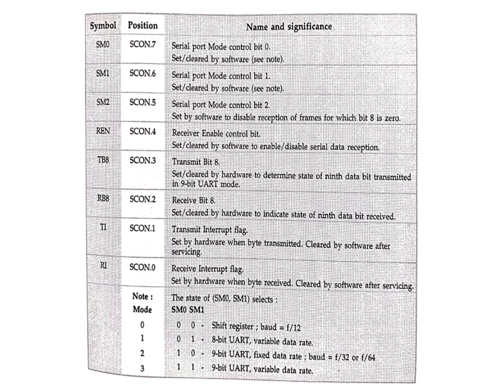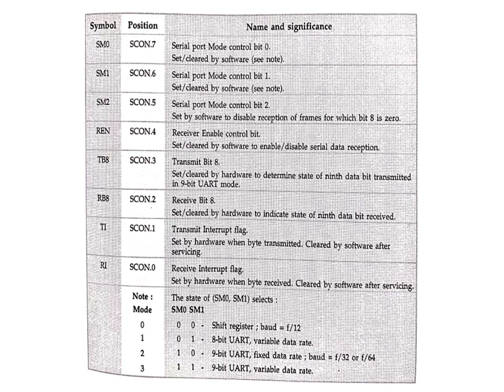The first bit is TI. Its position is SCON.1, or it is bit addressed this way, SCON.1. It is the transmit interrupt flag. It is set by hardware when a byte is transmitted and cleared by software after servicing this particular data. The last bit, that is the 0th bit, is RI. Its position is SCON.0. It is the receive interrupt flag, set by hardware when a byte is received and cleared by software after servicing it.